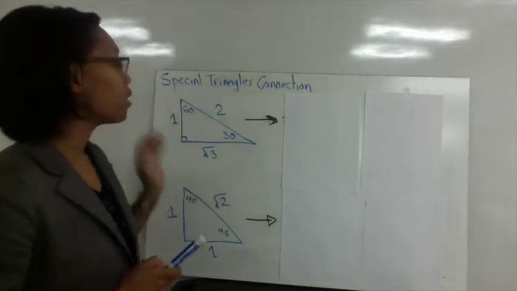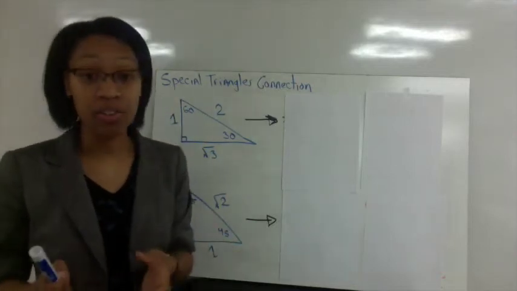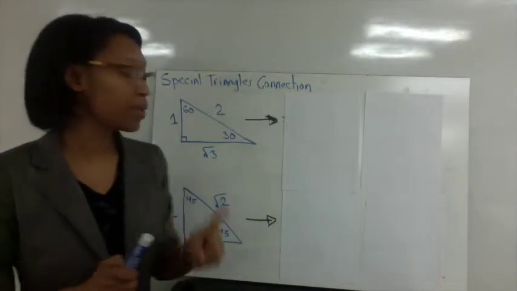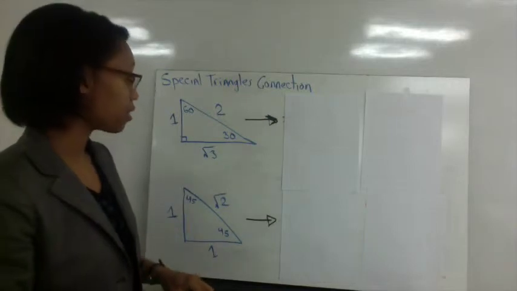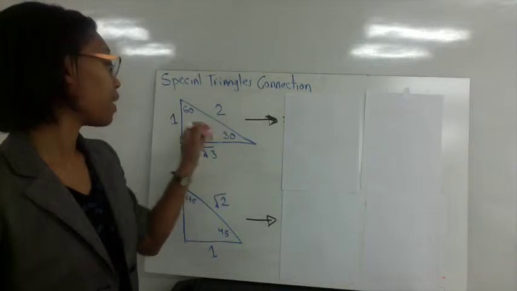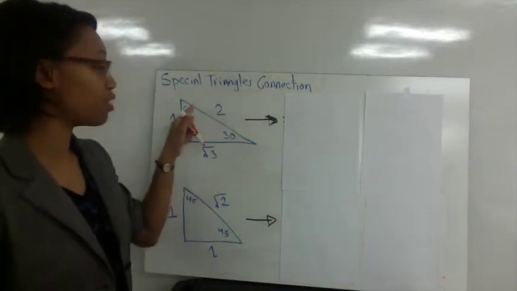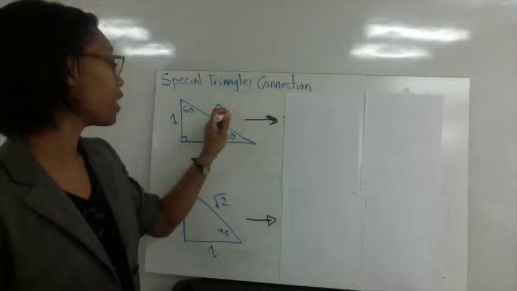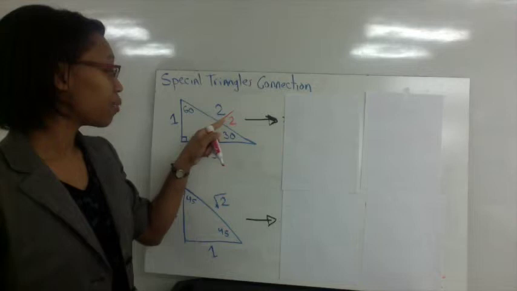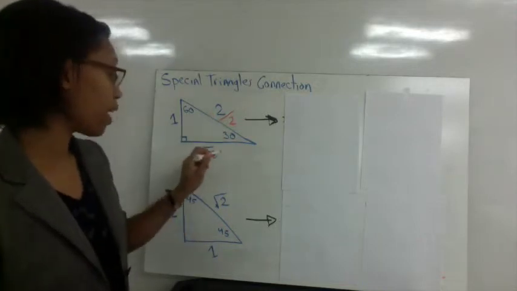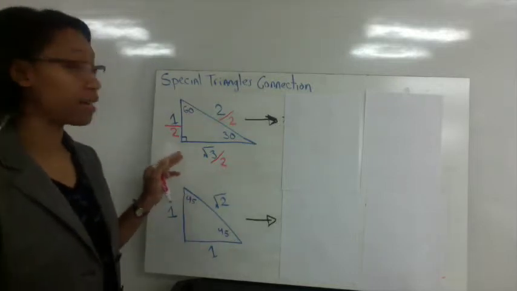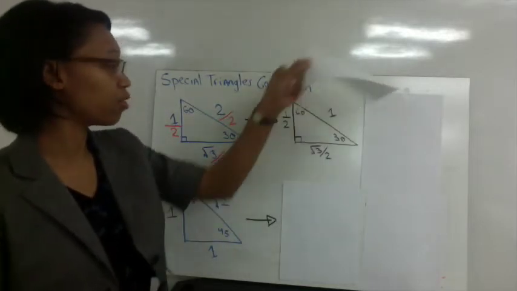Now, the difference between these triangles and the unit circle is that the unit circle has a hypotenuse of 1. So if I wanted to make this triangle have a hypotenuse of 1, what I would need to do is divide. Here's my hypotenuse right now, right? My hypotenuse is 2. Well, if I divide 2 by 2, okay, I can get my hypotenuse to be 1. So when I divide this side by 2, I'm going to divide all the sides by 2. Okay? And when I divide all the sides by 2, now I have a special triangle.